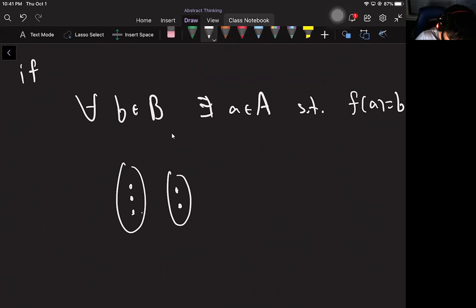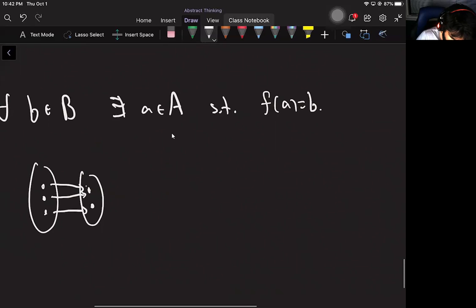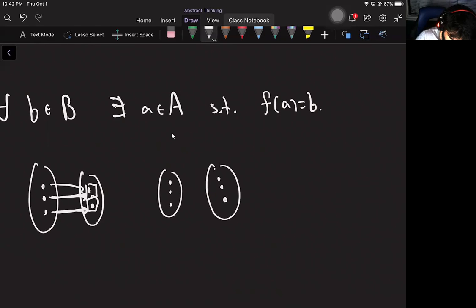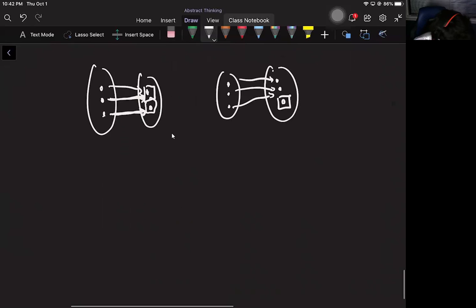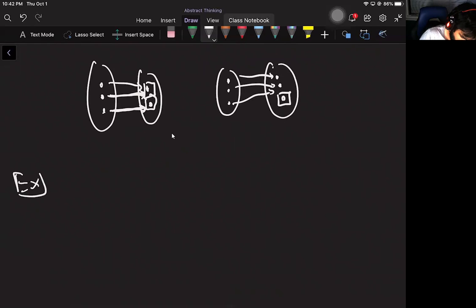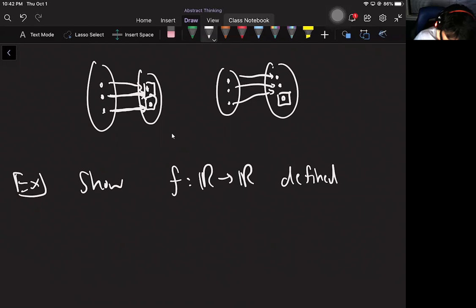So I'll draw a better picture here. This guy is surjective because no matter what b you pick, you can find a way to get to it. Whereas this one is not surjective because I can now find a b, something in the codomain, that does not have an element getting assigned to it. Okay, so let's show that we'll talk about the same function. I guess it was 3x plus 7.